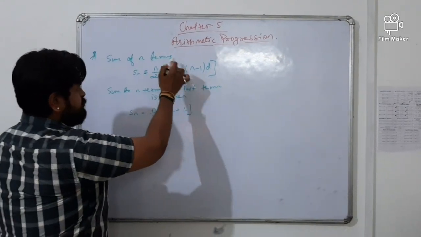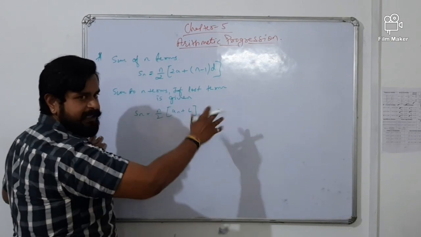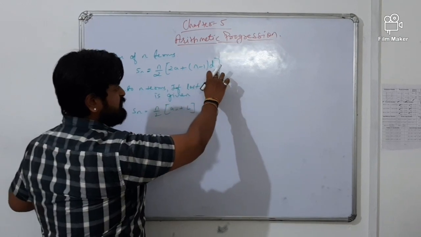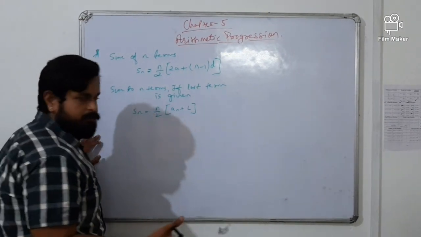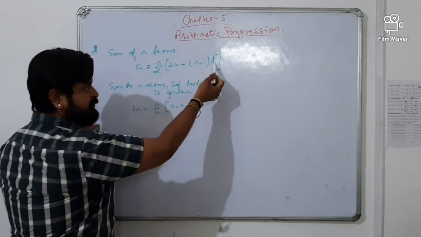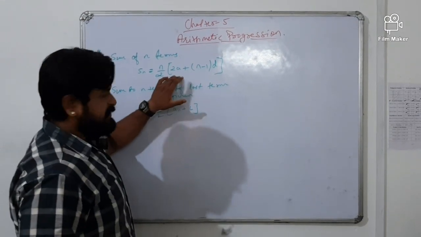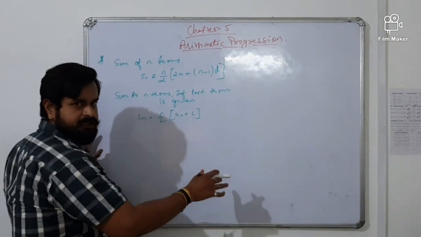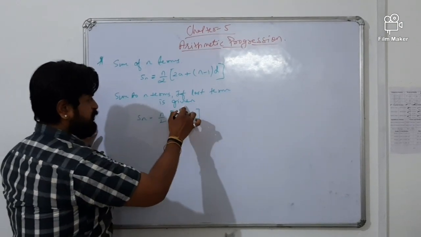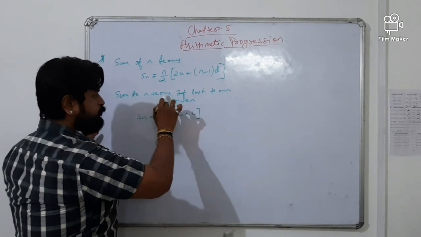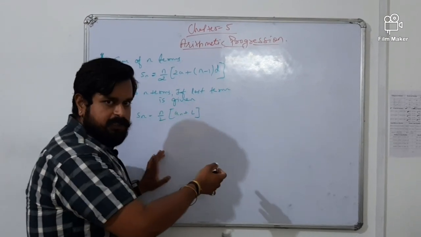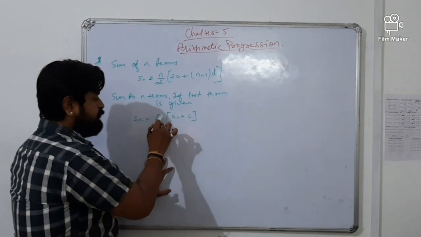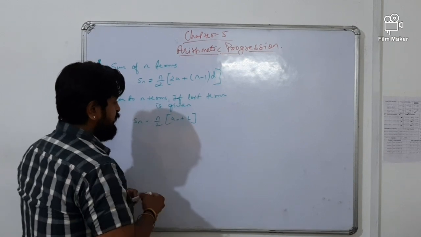So, sum of n terms. First, if only n numbers are given to you, then Sn is equal to n by 2 (2a plus (n minus 1) d). Here n means the number of terms, a means the first term, d means the common difference, just as in the previous topic. Now if the last term is also given in the question, then you will use the formula Sn is equal to n by 2 (a plus l).